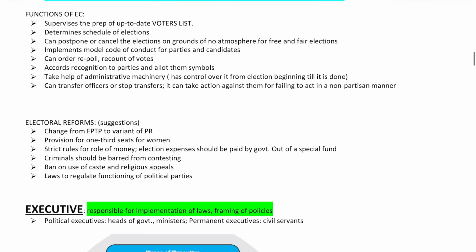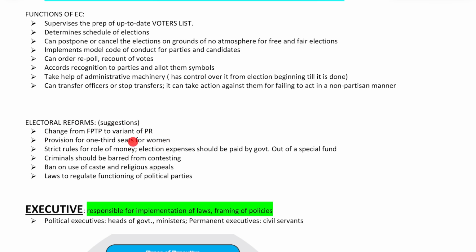So the electoral reforms, these were the suggestions. The decisions were to change from the first past the post system to a variant of proportional representation. Provision for one-third of the seats for women. So this is done. There was a question also in 2024 where we were asked about the women reservation in the parliament.